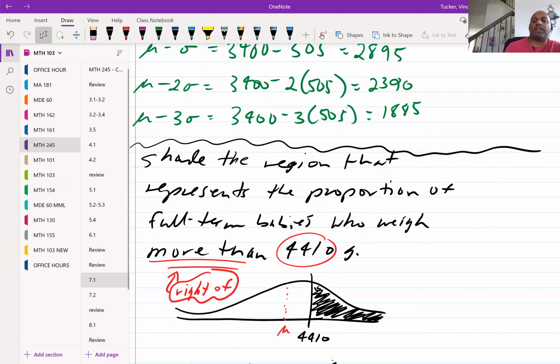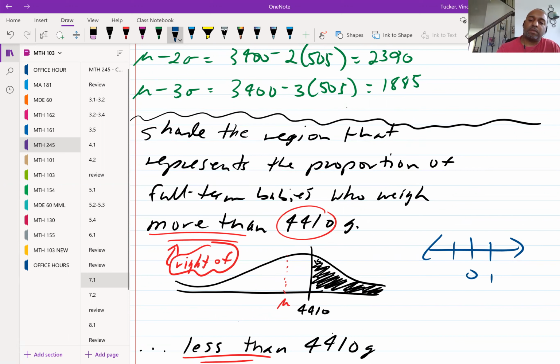All right, so here's just an example of a problem that you could see in MyMathLab. I believe they have a problem like this. It's shade the region that represents the proportion of full-term babies who weigh more than. More than means to the right of when you look at the number line, just generically. Everything that's greater than +1 will be to the right of it. Everything that's less than +1 will be to the left of it. So whenever you say more than or greater than, they assume you're talking about to the right. If they say less than, you're talking about to the left. That's always the case.